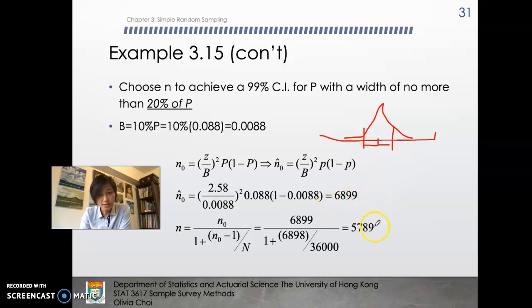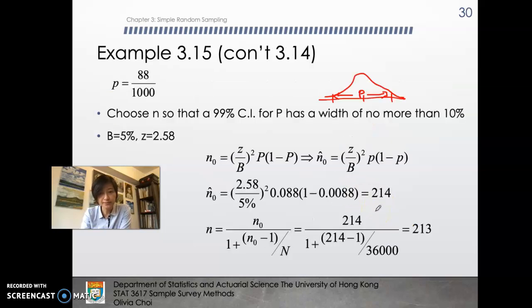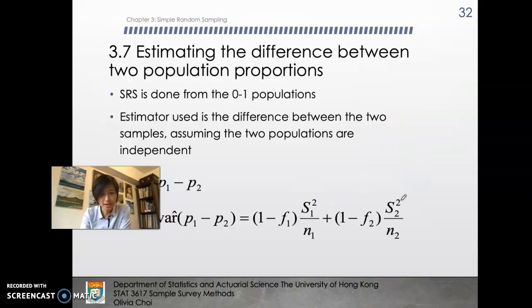Okay, so substituting the values into the formula is nothing complicated, but you need to explain why the sample size is significantly different between the N naught or the true N. In this case, why are they not quite different, etc. Okay.